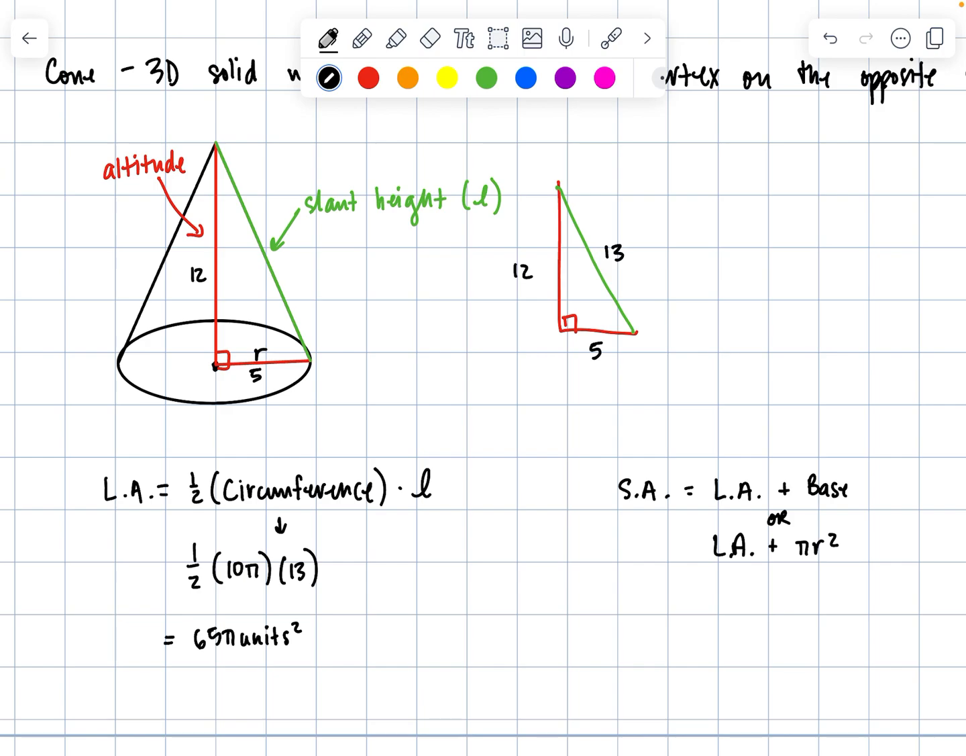Now the area of the base would be equal to pi r squared. We know the radius is 5, so we could say pi times 5 squared. 5 squared is 25, so we could say this is 25 pi. And then we could plug in the 65 that we calculated earlier, 65 pi. 65 pi plus 25 pi are both in terms of pi, so you could add these together. So the total surface area here is going to be equal to 90 pi units squared.